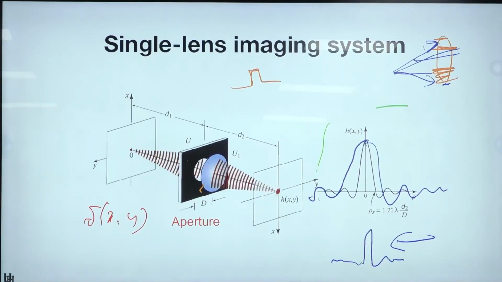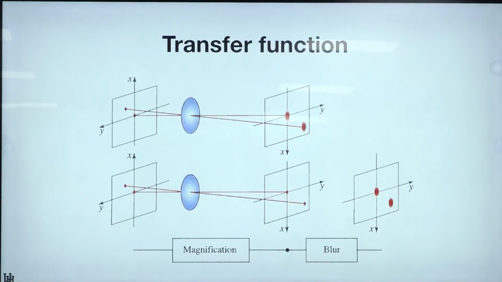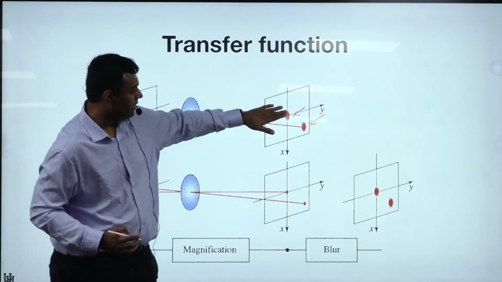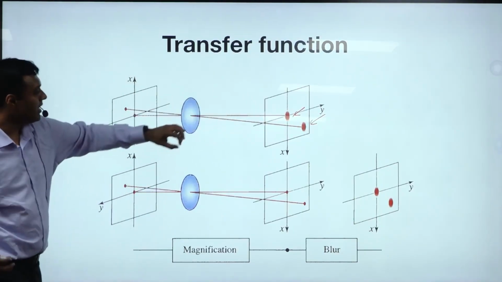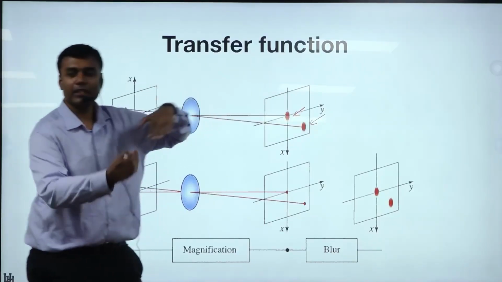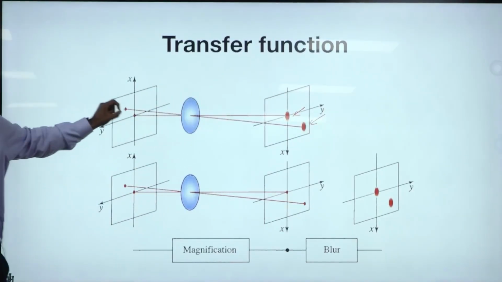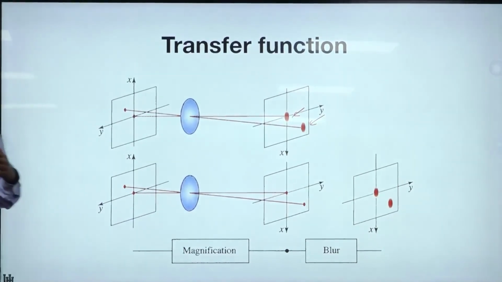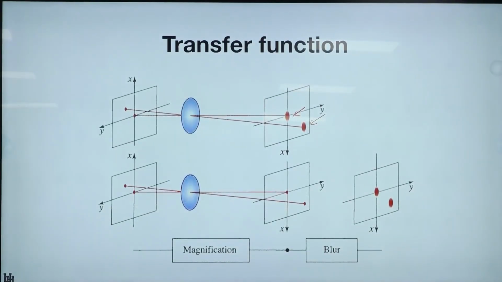So if you have two dots next to each other, they will become two blurs of this sort. If the dots come very close to each other, this blur and this blur will mix with each other. Imagine if these are very big, then you can't resolve these two. But if the sinc function width is very small, then you can easily resolve them. So the quality of the image you will see is determined by this point spread function. Essentially this is also like a transfer function.